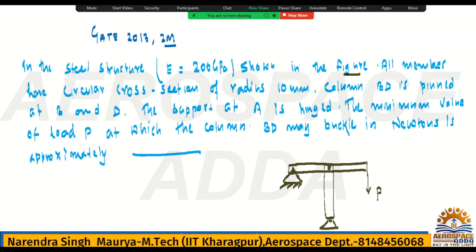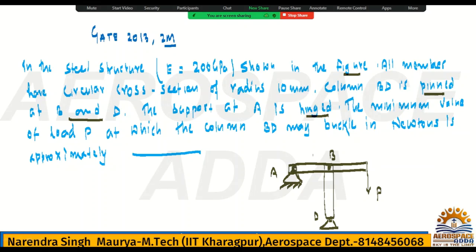See, they have set the column BD. This is what they have given in the diagram, B and D, and they have clearly mentioned it is hinged or pinned. B and D both are pinned. The support at A is also hinged. So this is support A, and here also it is hinged. See, this is hinged.